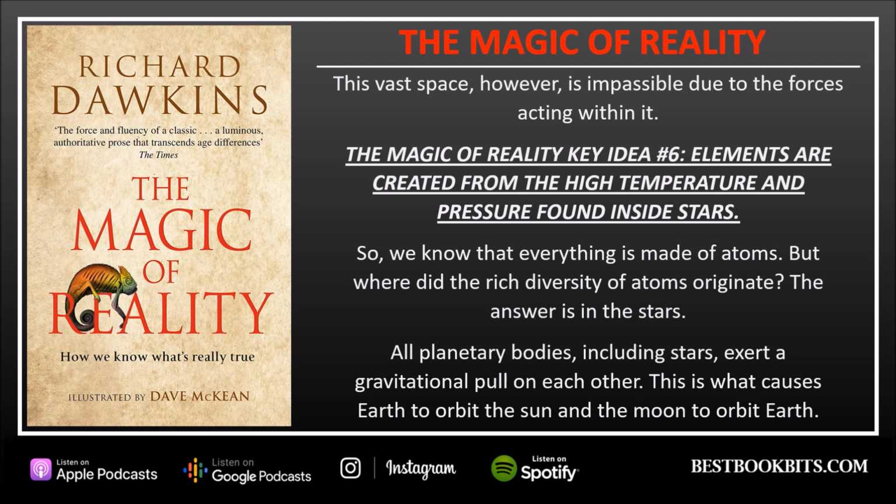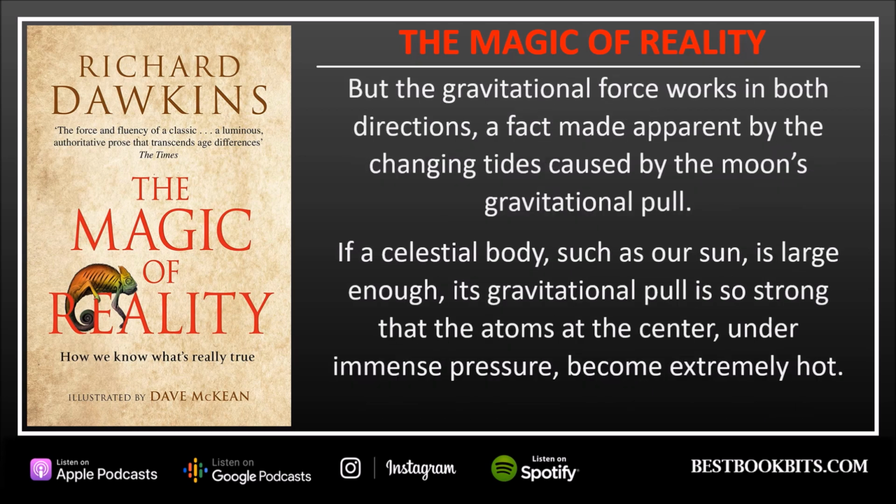All planetary bodies, including stars, exert a gravitational pull on each other. This is what causes Earth to orbit the Sun and the Moon to orbit Earth. But the gravitational force works in both directions, a fact made apparent by the changing tides caused by the Moon's gravitational pull. If a celestial body such as our Sun is large enough, its gravitational pull is so strong that the atoms at the center, under immense pressure, become extremely hot.